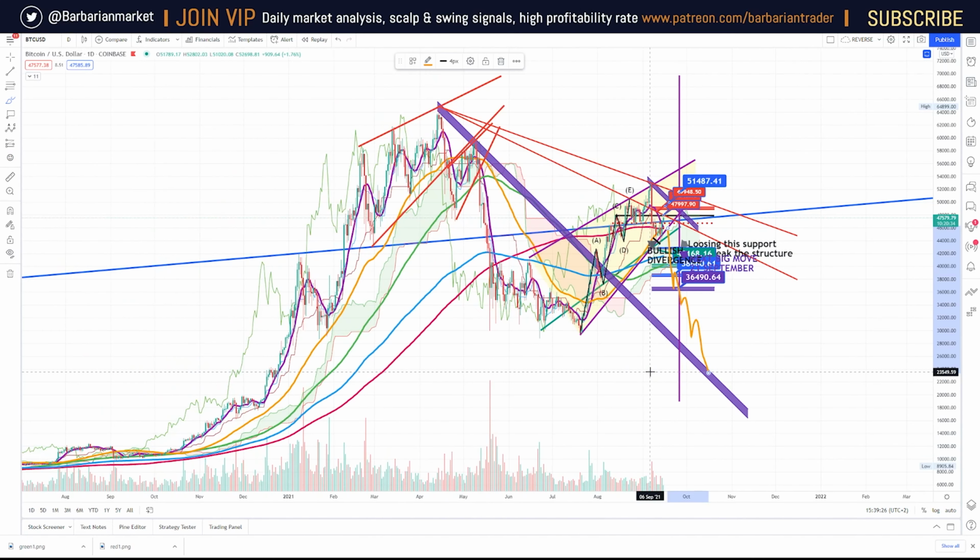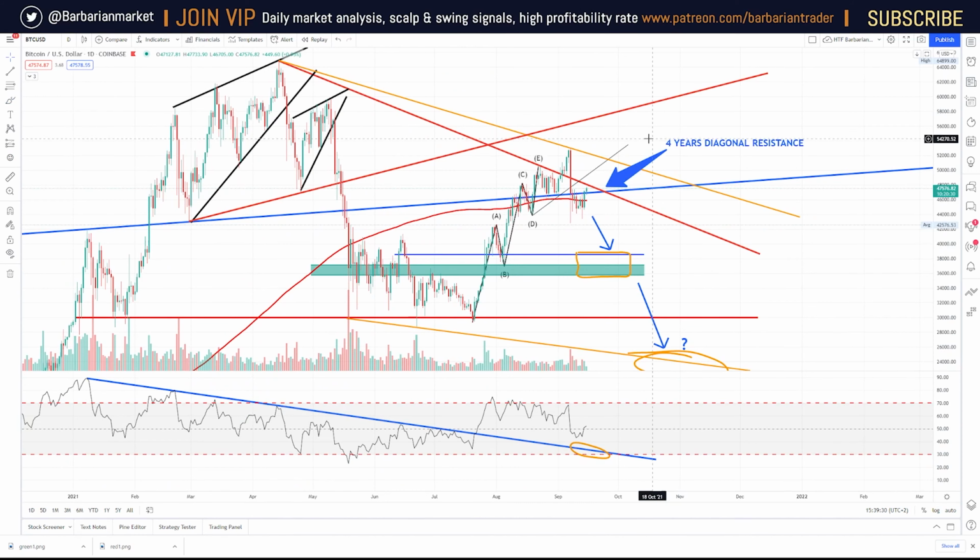Okay, and let me change the chart. Let's see this one. All right, so in this chart, first let's have a look. You see RSI. So we had resistance.